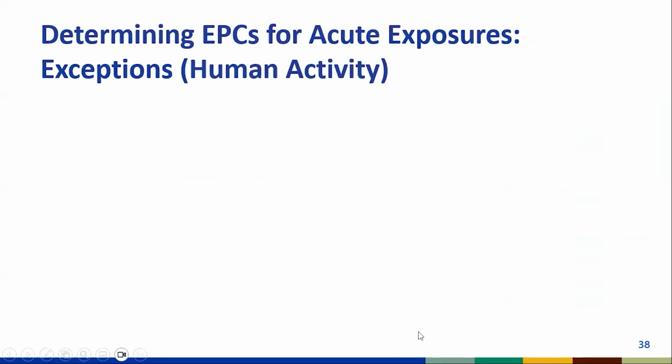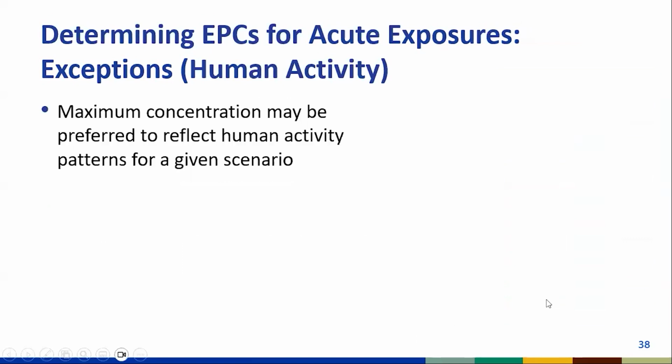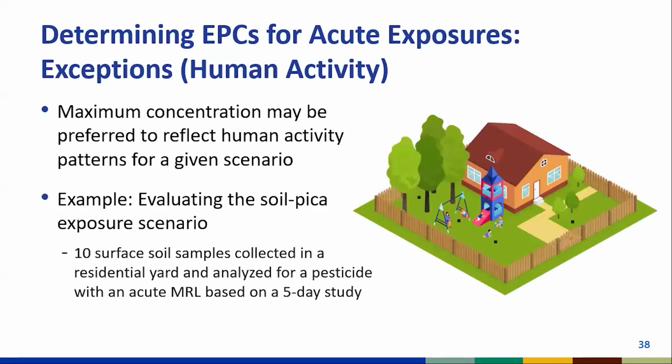Another exception relates to human activity patterns. In some cases, we may opt to use the maximum value to account for specific human activity over the acute exposure duration, even if a review of the underlying toxicity data suggests that using the 95 UCL would be more appropriate. This point is best illustrated through an example.